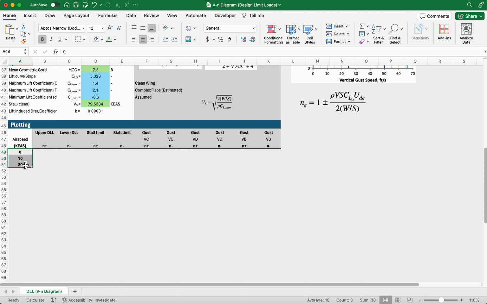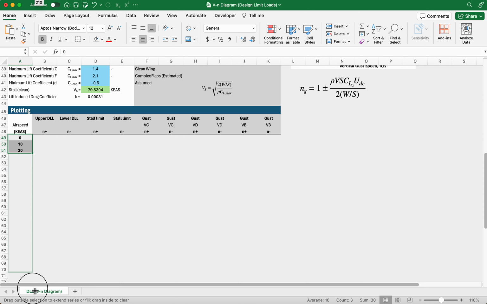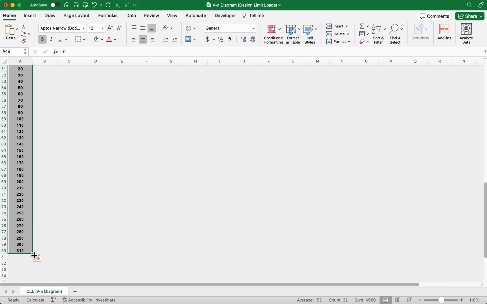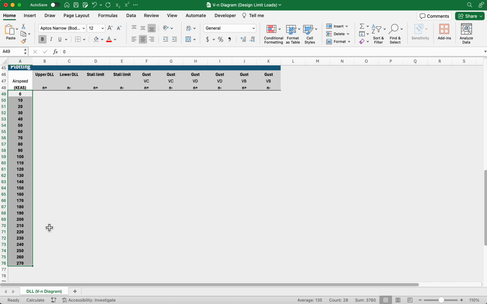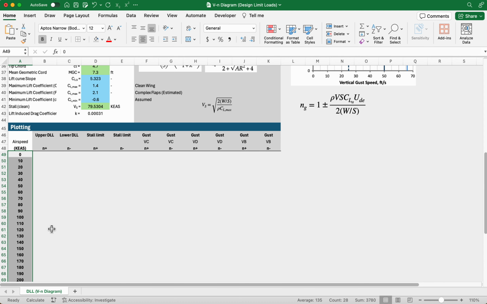So we'll just create a column of our speeds, and we'll go up to 270, so we'll go a little bit past our dive speed. I think that fits nicely in the window.